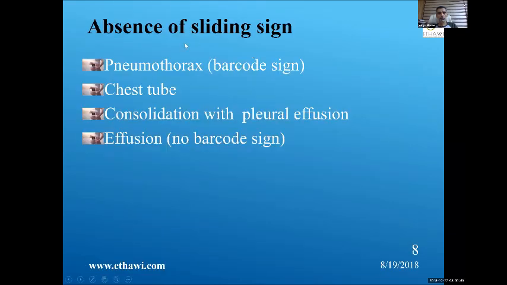So when there is absence of the sliding sign, it's either pneumothorax, and if there is a pneumothorax you have to see the barcode sign, or there is a chest tube, or sometimes there is consolidation with pleural effusion. When there is pleural effusion, you will not see the barcode sign.